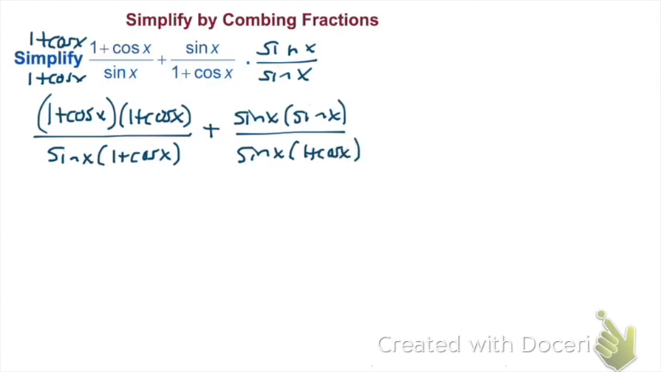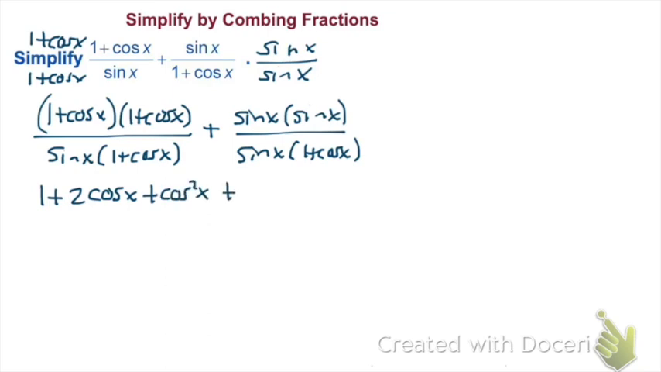I will now multiply these together. So (1 plus cosine x) times (1 plus cosine x). Remember doing binomials that are squared: the first term squared plus first and last terms multiplied together doubled. So we get 2 cosine x. Cosine x times cosine x is cosine squared x.